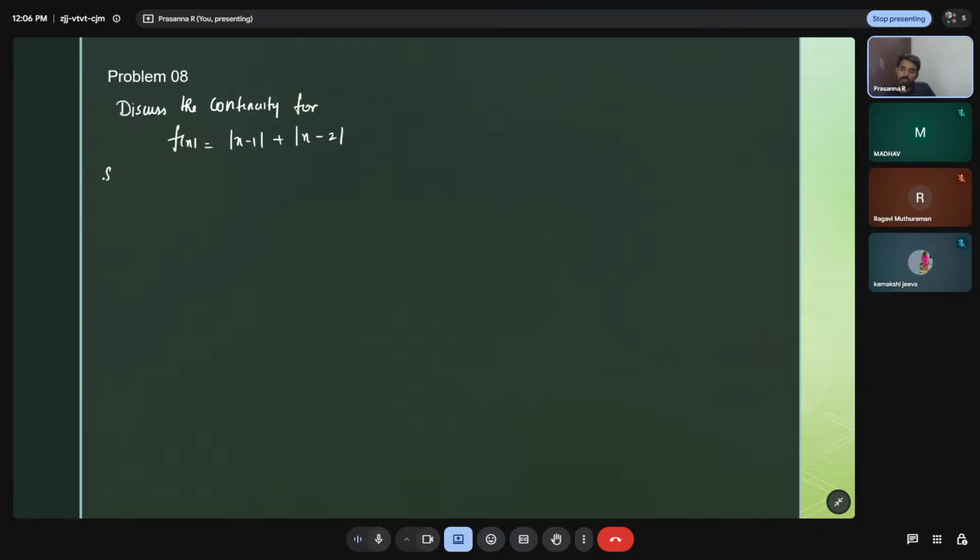Now the first thing is we need to check the continuity. If it is not continuous, we need to find at which point it is not continuous. First, we need to break the function. If I can break the function, the problem is very simple.